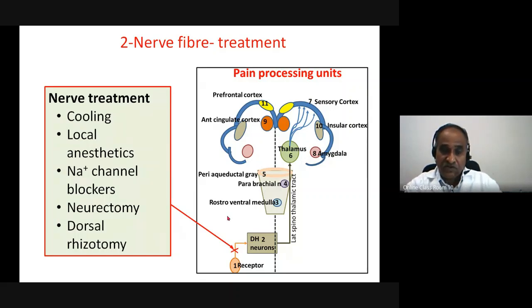Because if you do the posterior root dissection, there would be an associated tone loss, because the muscle tone is regulated by the 1A alpha motor neuron activity. Because in the posterior roots, you cannot isolate only the pain fibers. Again, there is a loss of tone in the muscle supplied by that particular nerve.